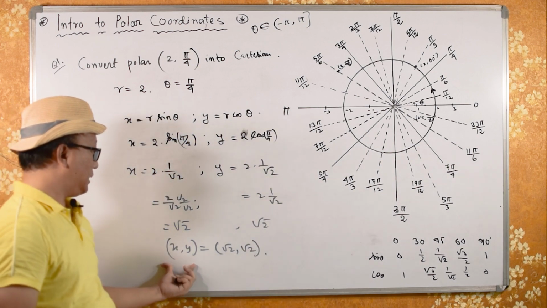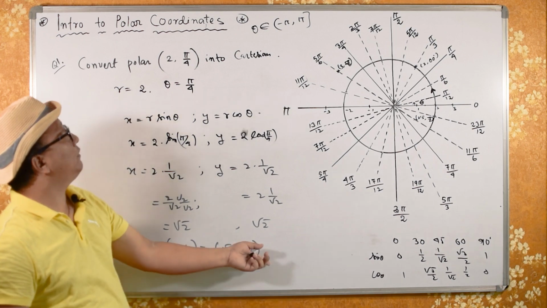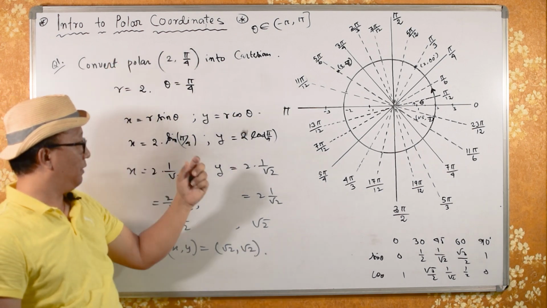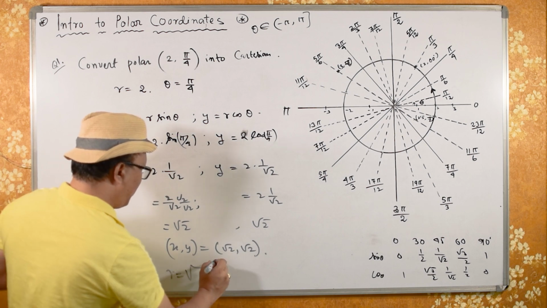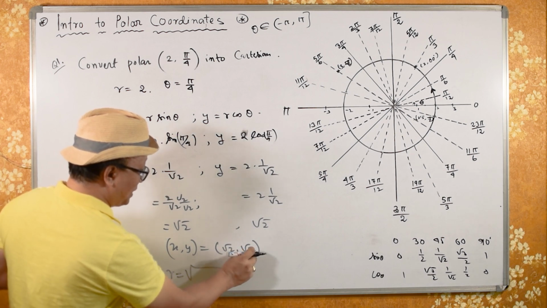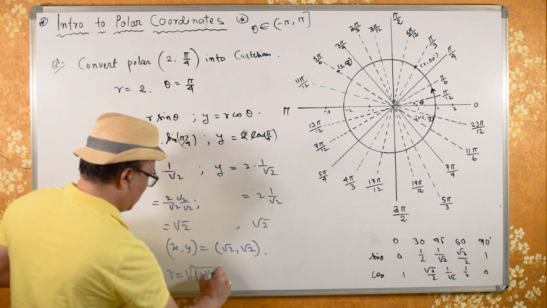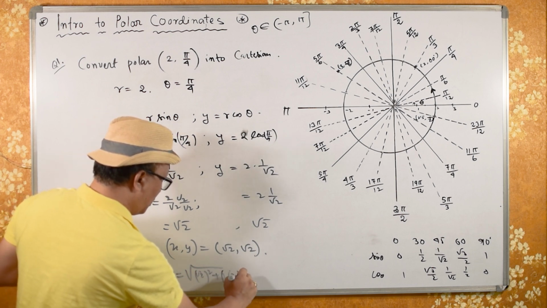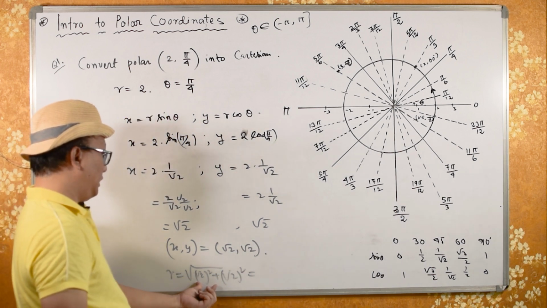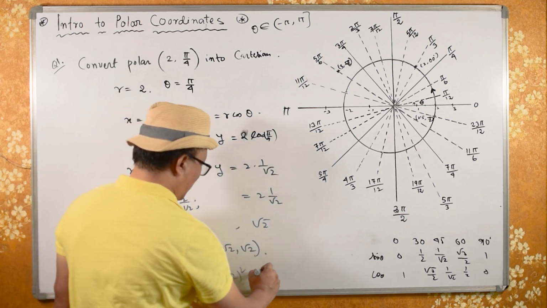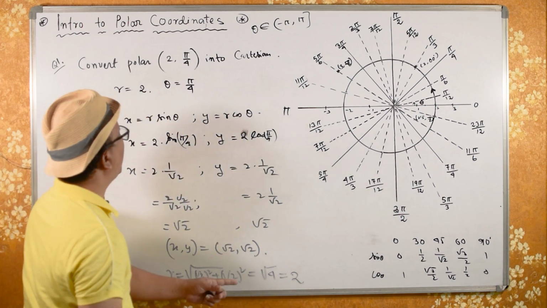Similarly, if the Cartesian point root 2 comma root 2 is given, you can find it in terms of polar by applying r equals square root of x square plus y square. Here root 2 the whole square plus root 2 the whole square means 2 plus 2, 4. Square root of 4 is 2. Yes, r is 2.